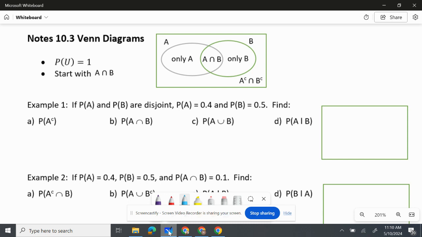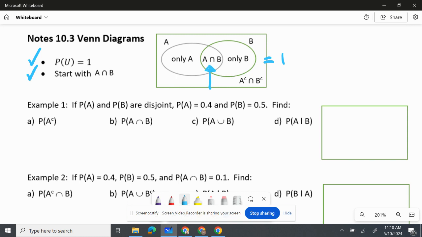What we're going to do is look at Venn diagrams. This is another type of probability diagram. With Venn diagrams, all the probabilities are going to add up to 1 because 1 means every possible event. So whenever we add up all the probabilities, it should always equal 1. Also, whenever we're setting up a Venn diagram, we always start with the middle. If there is a middle, we always start with that probability first.